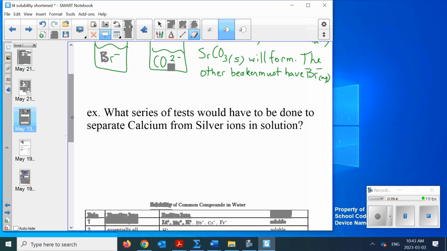A series of tests have to be done to separate calcium from silver ions in solution. I'm saying separate. Similar problem. We'll talk about the difference. So I wanted to do an example like this because this is two positives. Yeah, it is two plus.